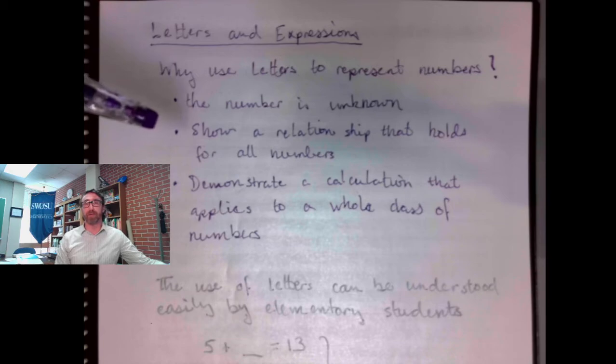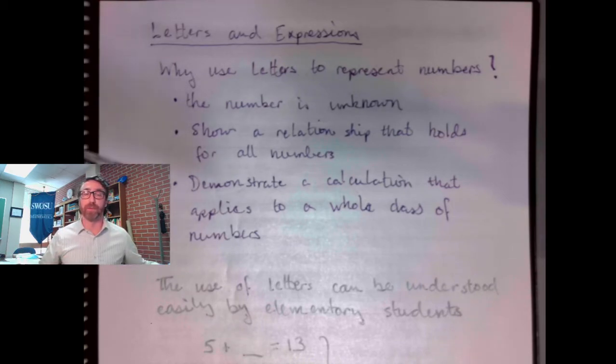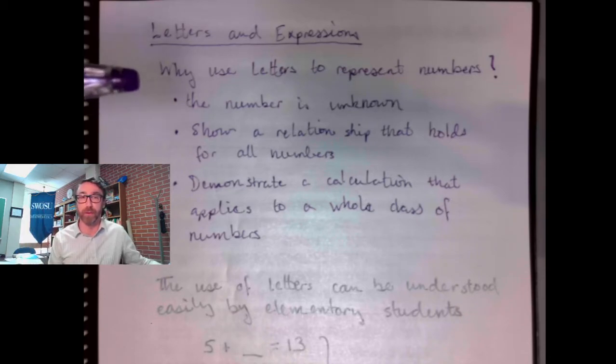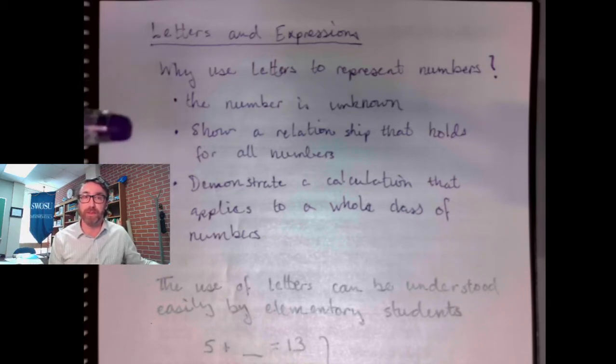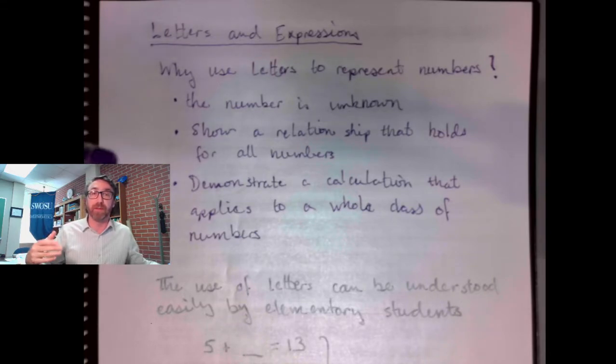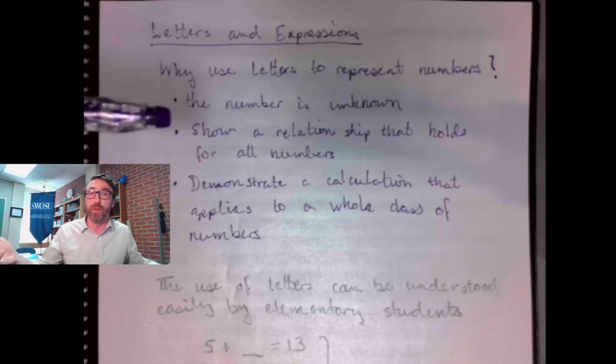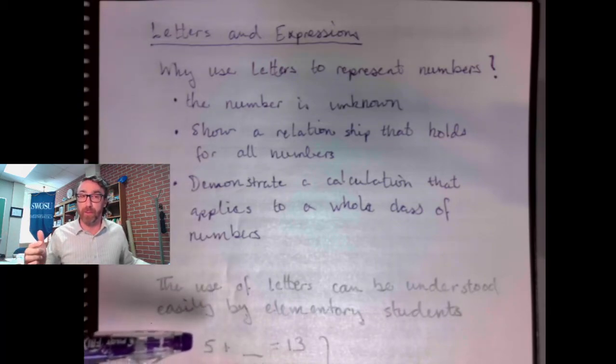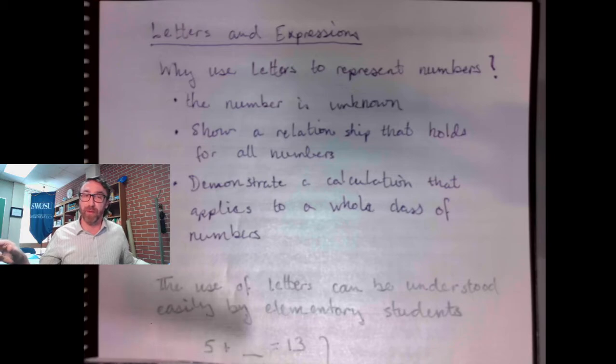So the most obvious difference between arithmetic and algebra is that algebra involves the use of letters. So why use letters to represent numbers at all? What's the point? Well, there are several reasons. Firstly, it could be that the number is unknown. Now we've already dealt with unknown numbers before, but we just sort of left a blank.